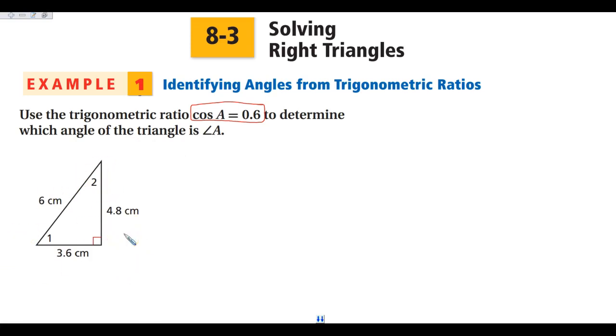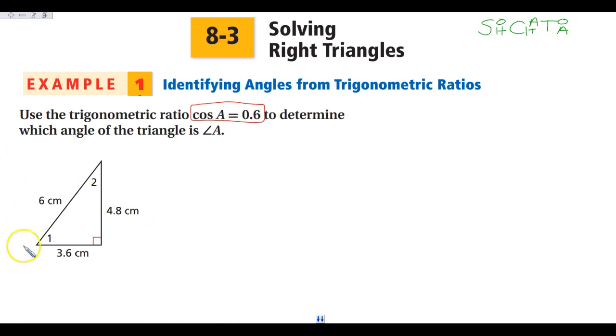What we're doing here is going to directly relate to what we did in the last video with section 8.2. Starting off, I'm going to put my SOHCAHTOA over here in the corner. If we look at this, we see that cosine is the adjacent side over the hypotenuse. So my adjacent side over my hypotenuse, I want to equal 0.6.